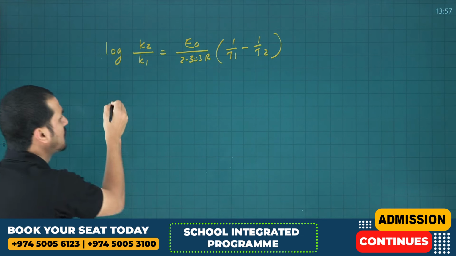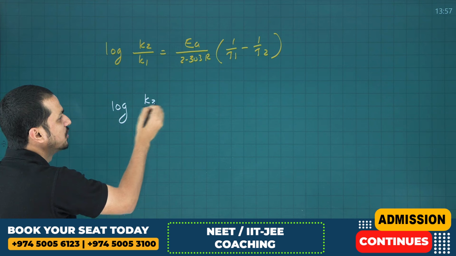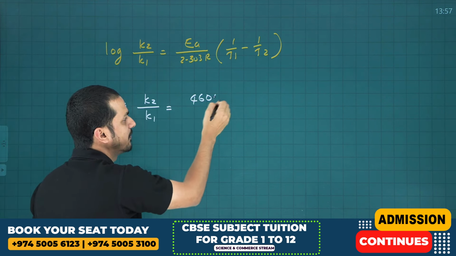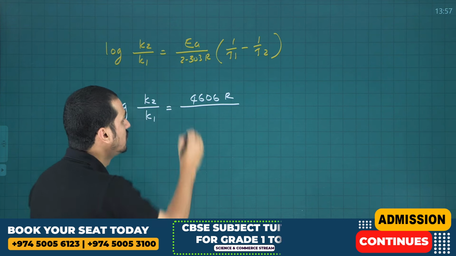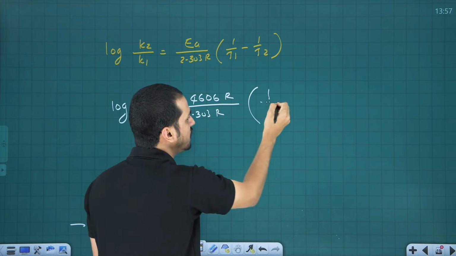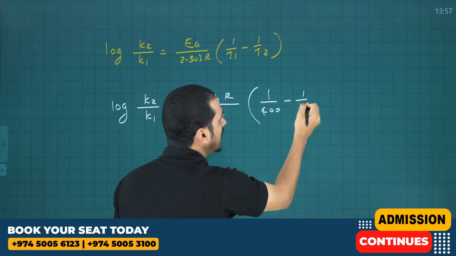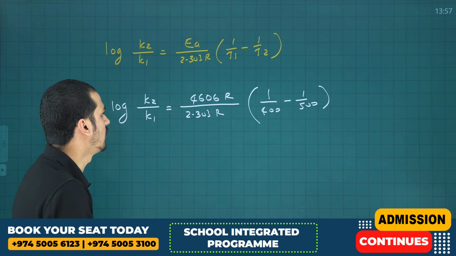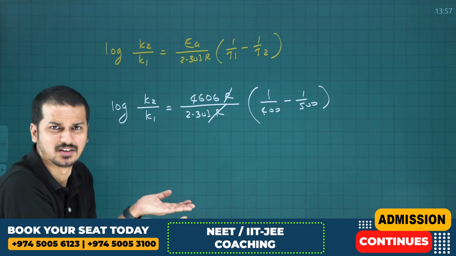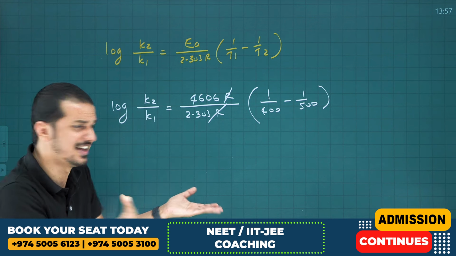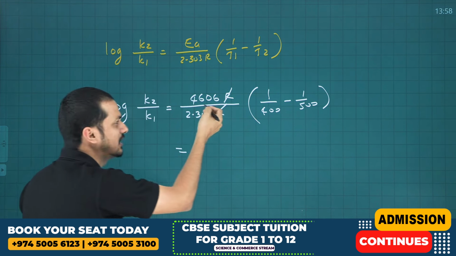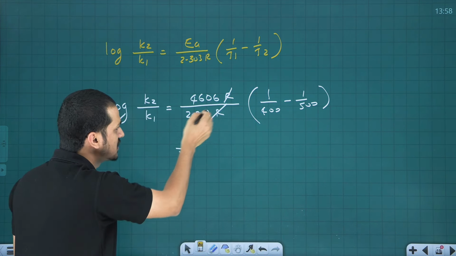So I can write log K2 by K1 equal to EA value, which is 4606 R, divided by 2.303 R, into 1 by 400 minus 1 by 500. We can solve it. R I can cancel. I'm not writing K1 now, no use, because it is inside the logarithm; we can put that value last. Ready? Clear? 2.303 and 4606, that 606 I can also cancel.